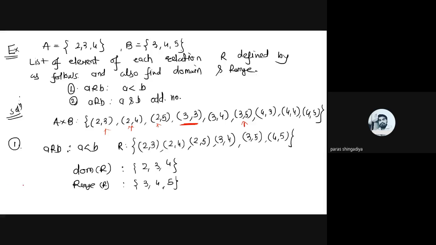So the answer of the second one, R is equal to, let us write down here, where A and B are odd numbers. From this A cross B, we can consider R as 3, 3 and 3, 5 only. These two pairs we can consider for this relation out of 9, clear?